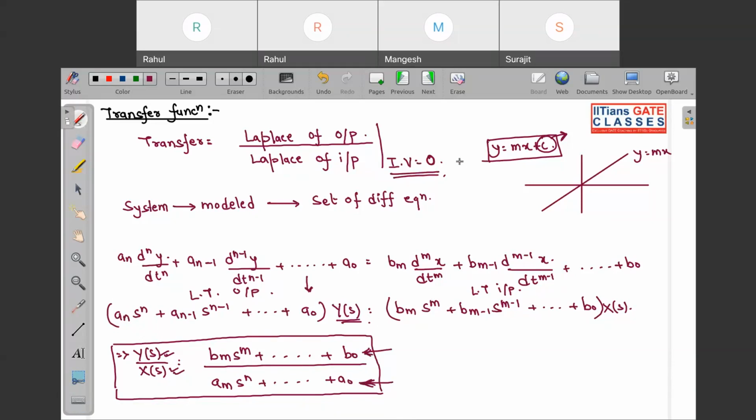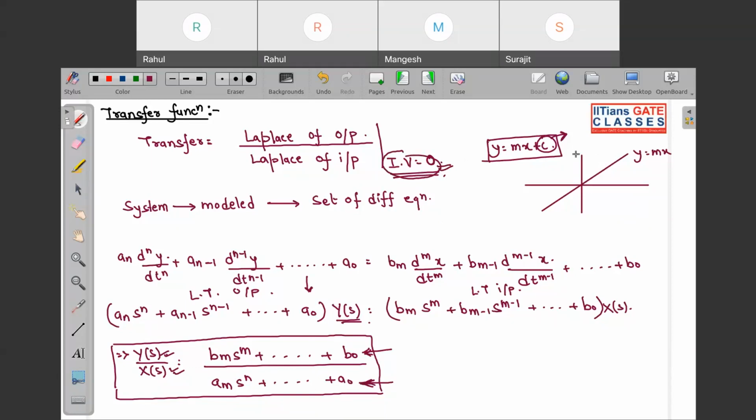And over here we have the initial value 0 to maintain this linearity, or else a transfer function cannot be written for a non-linear system. Okay, it cannot be written for a non-linear system. So that is why over here we have this initial value 0 to maintain the linearity of the system. So this is what your transfer function is.